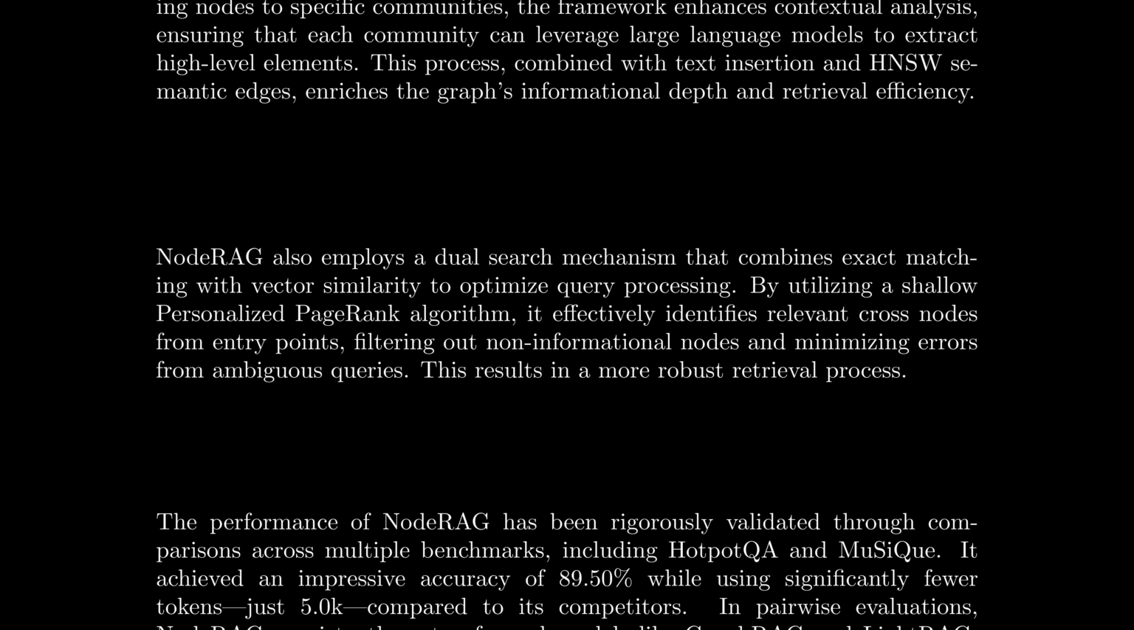NodeRAG also employs a dual search mechanism that combines exact matching with vector similarity to optimize query processing. By utilizing a shallow personalized PageRank algorithm, it effectively identifies relevant cross-nodes from entry points, filtering out non-informational nodes and minimizing errors from ambiguous queries. This results in a more robust retrieval process.